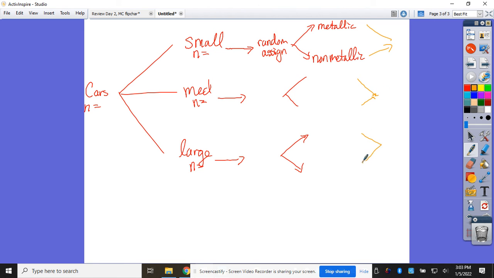So I could see how did the brake pads work with small cars, how do they work with medium cars, how do they work with large cars. So I could see this is what I'm testing. But this is what this problem is asking about right here, which is blocking.